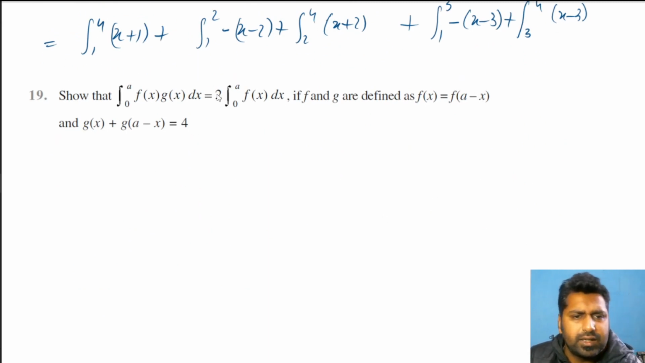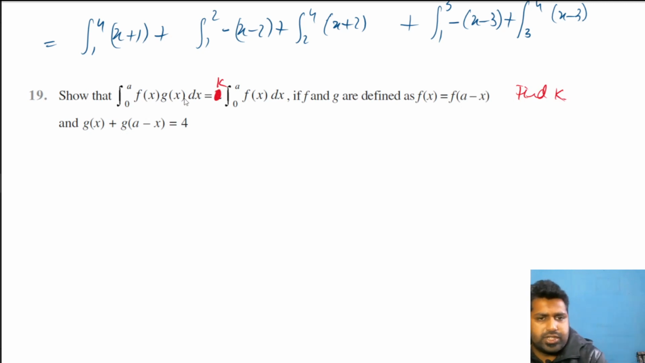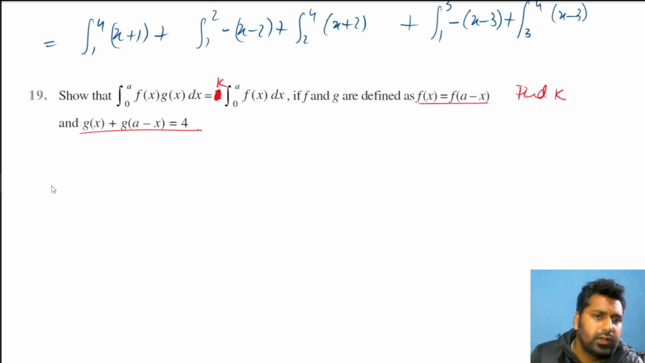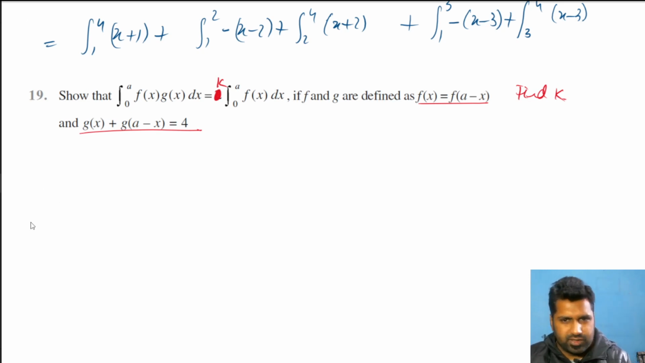Now this question can be created like this. First of all, they'll put k here and say find k. They'll say that integral 0 to a of f(x) g(x) dx is equal to k times integral 0 to a of f(x) dx, if f(x) is defined like this and g(x) is defined like this. Now there is no function present, and clearly this is a question of property.